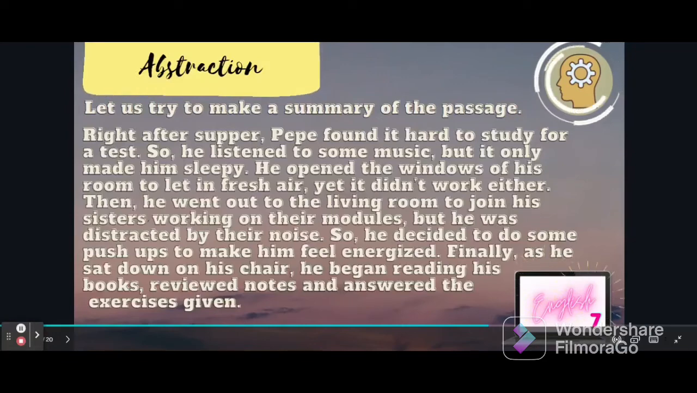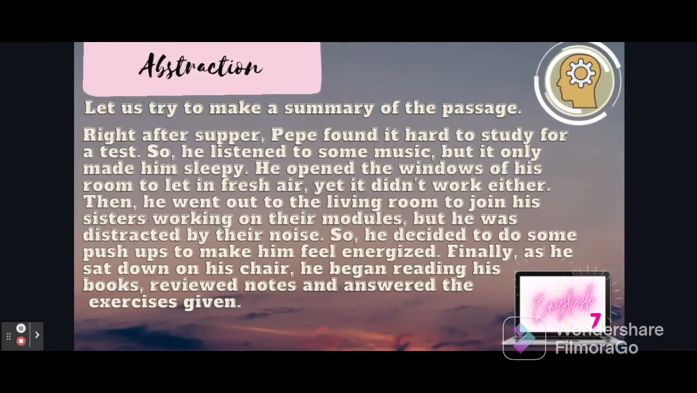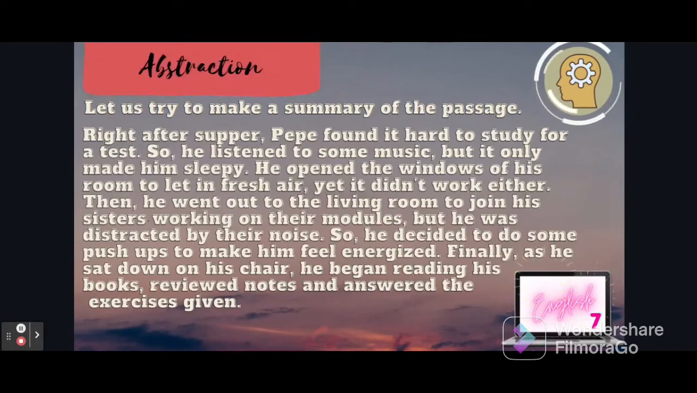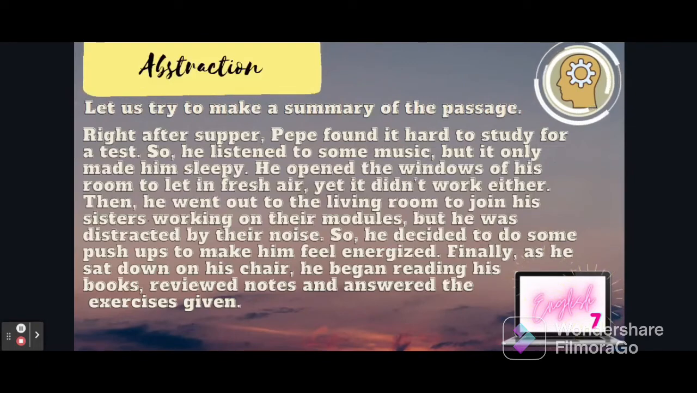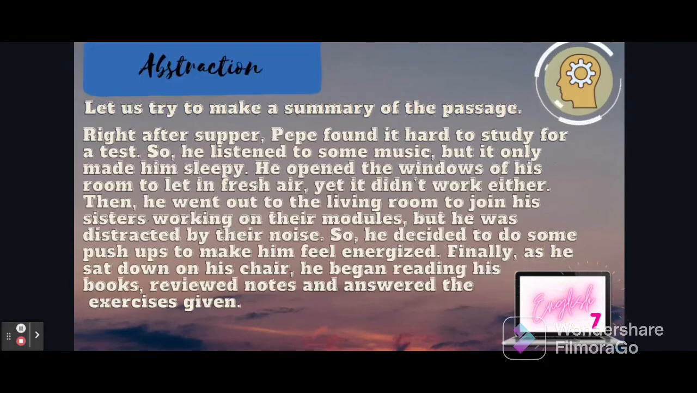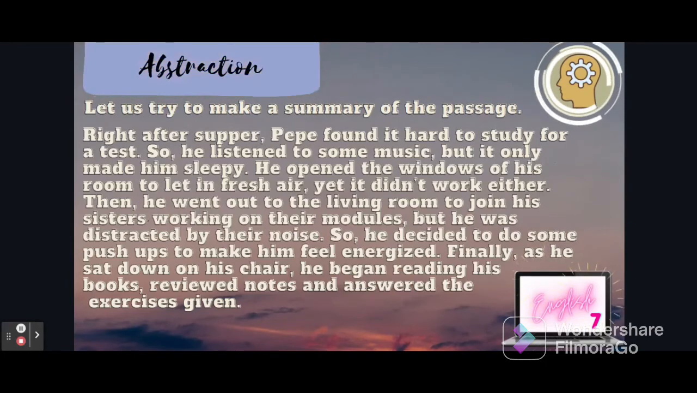Let us try to make a summary of the passage. Right after supper, Pepe found it hard to study for a test. So he listened to some music, but it only made him sleepy. He opened the windows of his room to let in fresh air, yet it didn't work either. Then he went out to the living room to join his sisters working on their modules, but he was distracted by their noise. So he decided to do some push-ups to make him feel energized. Finally, as he sat down on his chair, he began reading his books, reviewed notes, and answered the exercises given.